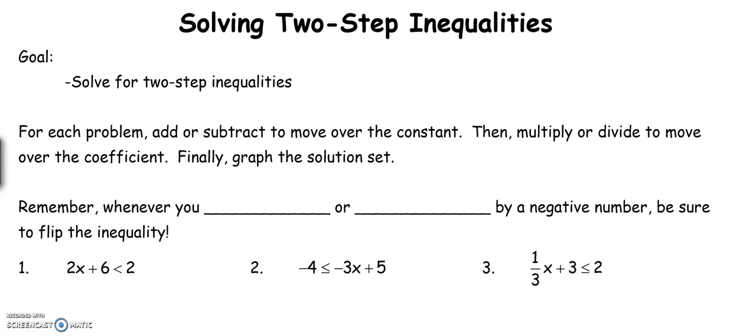This video is about solving two-step equations. Remember, when you solve a two-step equation, we need to add or subtract to move our constant over first. Then we need to multiply or divide the coefficient over. Remember, the coefficient is the number in front of your variable. And then finally, we're going to graph the solution set.